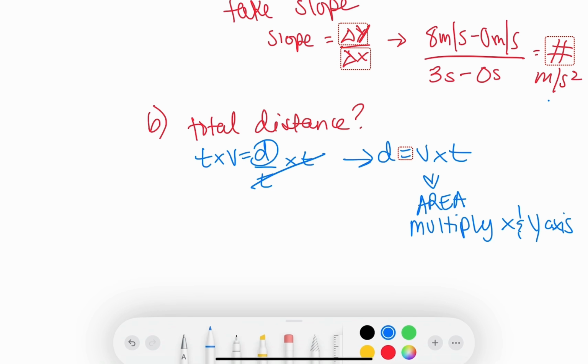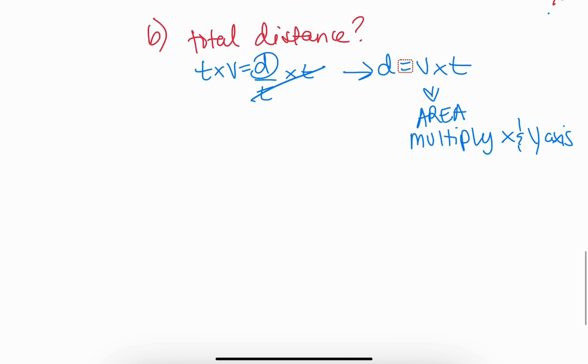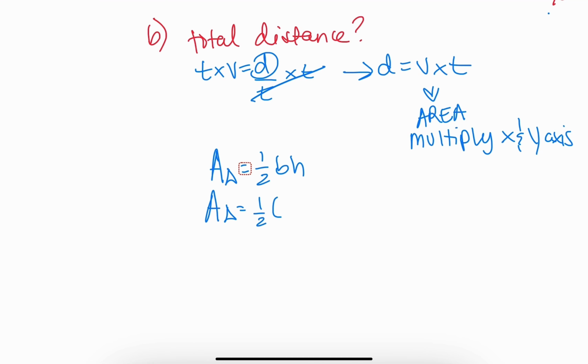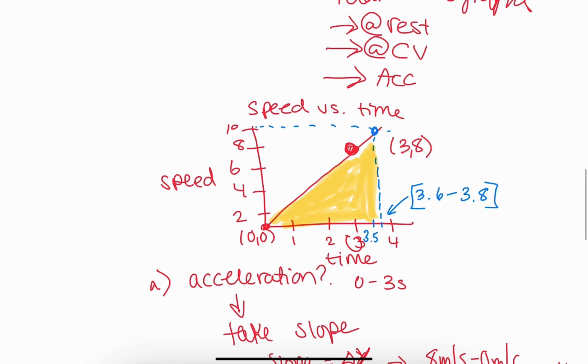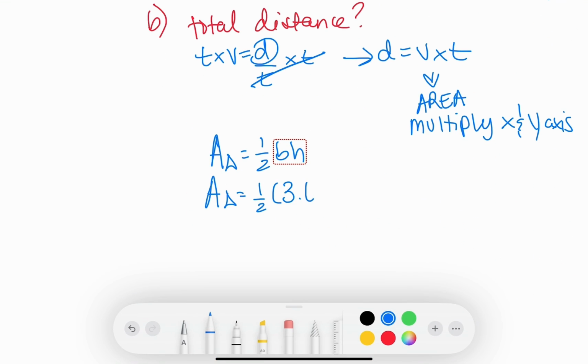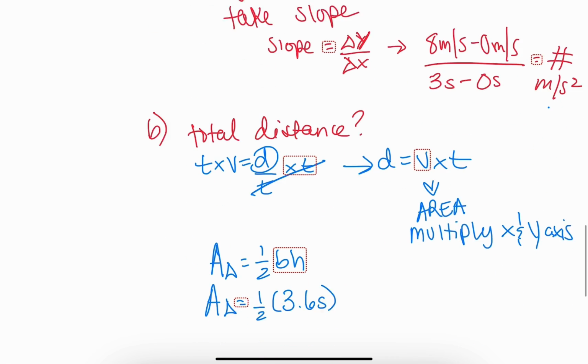What's really important, again, is that you have a triangle. So that means you have to know the area of a triangle. The area of a triangle is 1/2 base times height. So the base, like I said, goes a little past 3.5. You could say 3.6, 3.7, 3.8. So you have 3.6 seconds, and the height goes up to 10 meters per second.